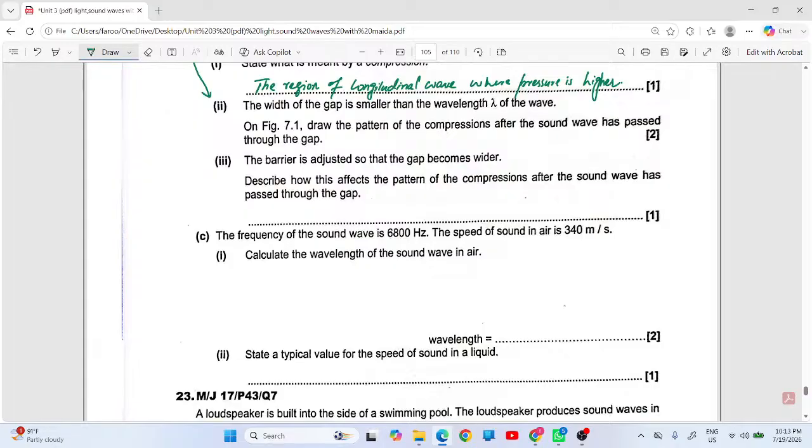Next is the barrier is adjusted. अब जरा देखें क्वेश्चन पार्ट टू में the barrier is adjusted so that the gap becomes wider. अब गैप क्या हो गया है? वाइडर हो गया। तो अब क्या होगा? डिफ्रैक्शन होगी कि नहीं होगी? हाँ बिल्कुल थोड़ी सी होगी, only at the edges. तो हम कहेंगे less diffraction.